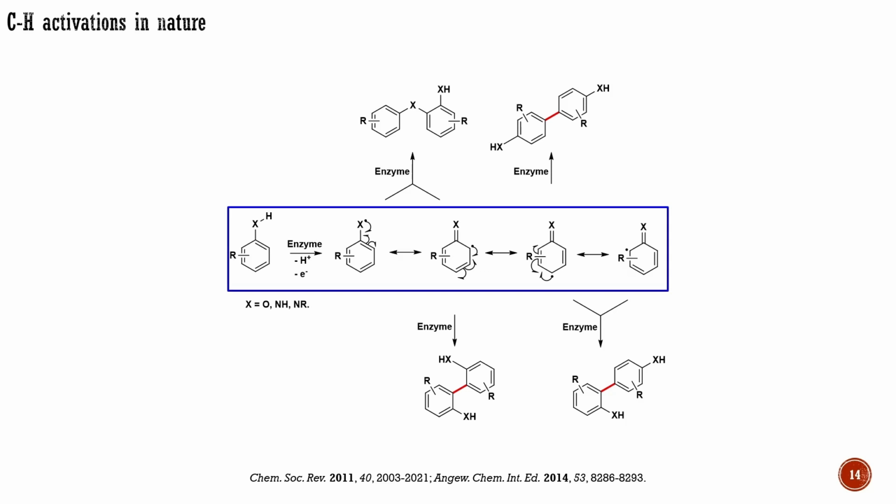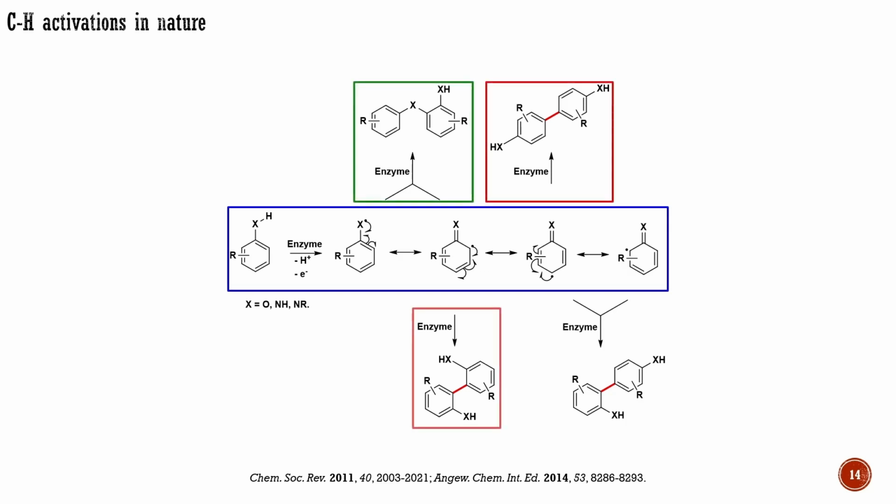Initially, the enzyme abstracts an electron and a proton from the substrate, which can then undergo a number of selective radical couplings, forming carbon-carbon or carbon-heteroatom bonds. The selectivity of these processes is determined by the enzyme. In contrast to photoredox catalysis, enzymes typically do not require a source of light for these transformations.